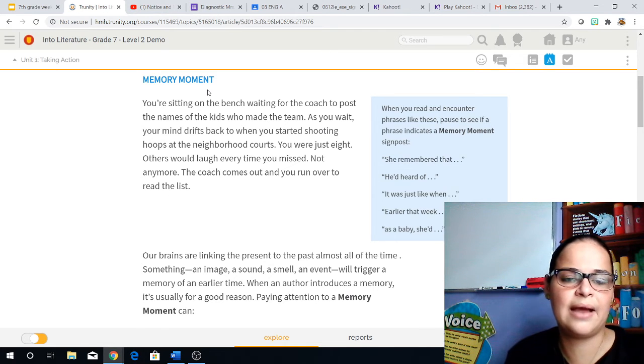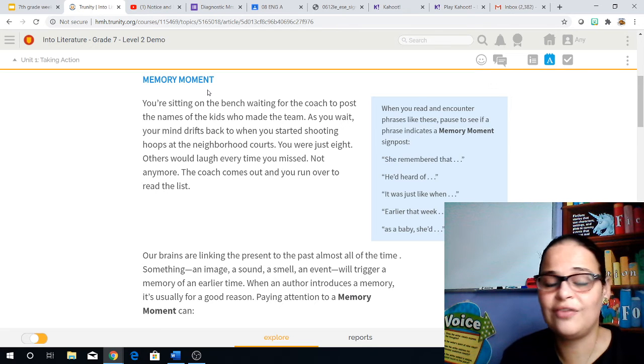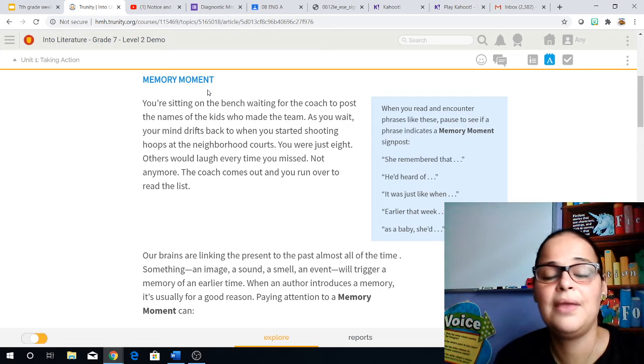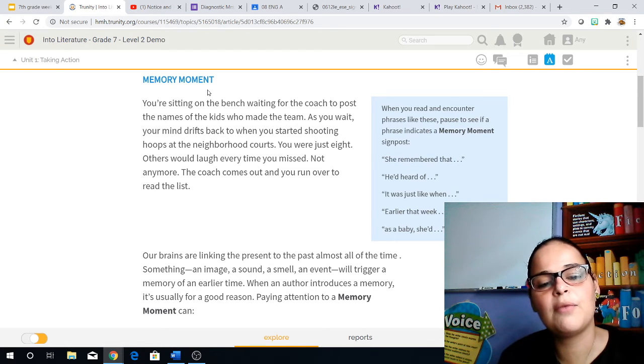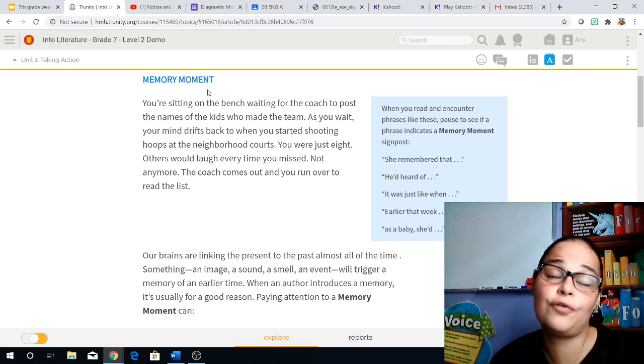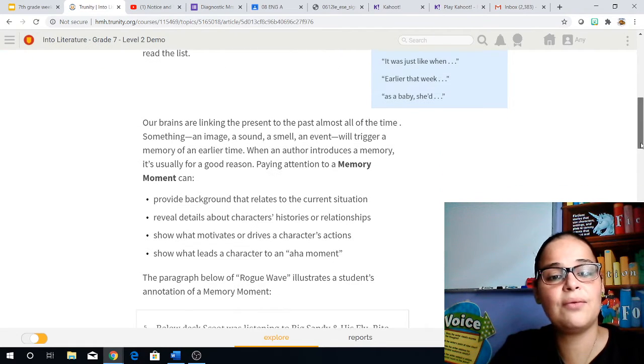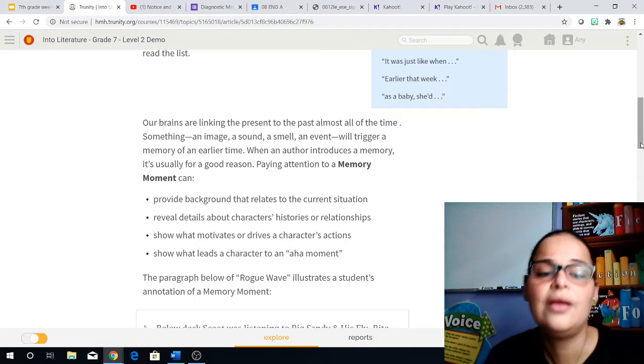Almost all the time it really happens too. Sometimes an image, a sound, a smell, or even an event will trigger a memory of an earlier time. And when an author introduces a memory, it's usually for a good reason. Paying attention to a memory moment can help you to provide background that relates to the current situation, reveal details about the characters' histories or relationships, show what motivates or drives the character's actions, and it also shows us what leads a character to an aha moment itself.